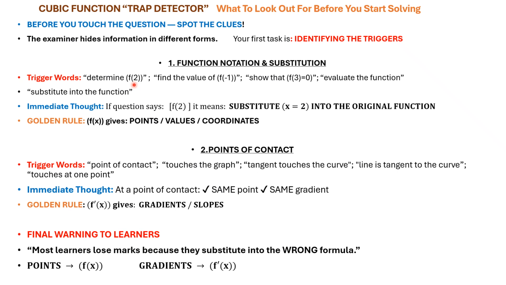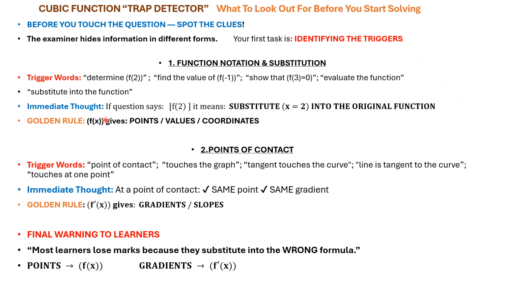Determine f(2): there the 2 is in a bracket, so we're testing can you substitute. Find the value of f(-1): we've given you a value in the bracket, so again we're testing substitution. Show that f(3) equals 0. Evaluate the function, substitute in the function. So the immediate thought that should go through your head: if the question says f(2), it means substitute x equal to 2 into the original equation.